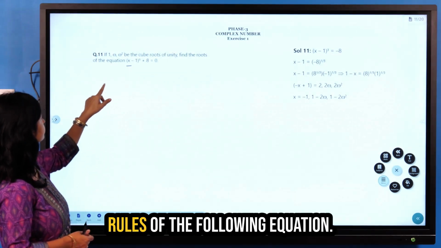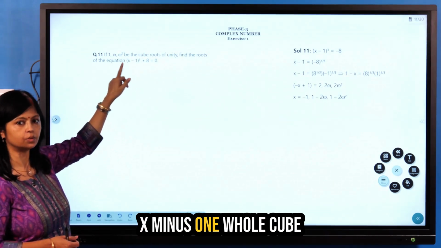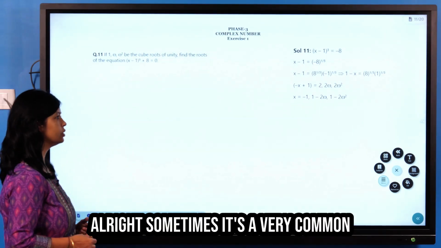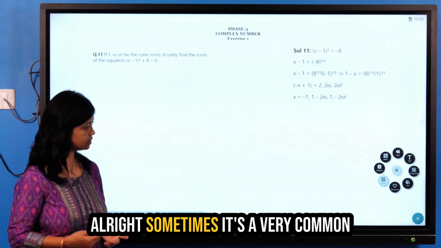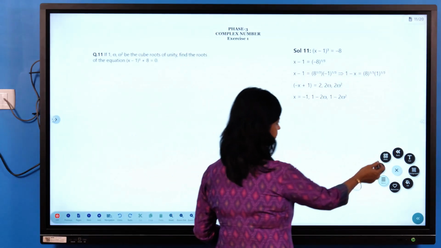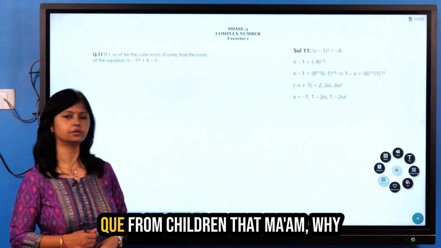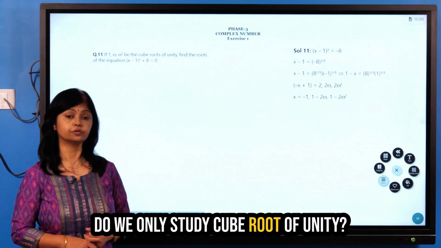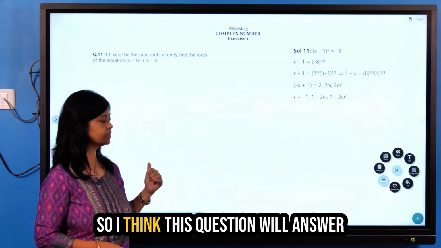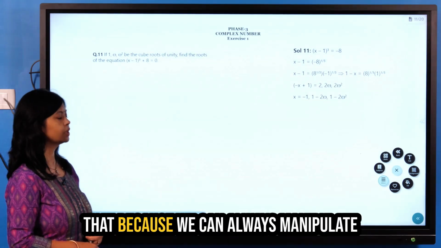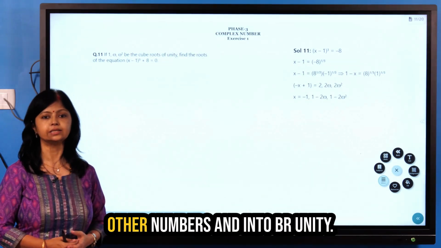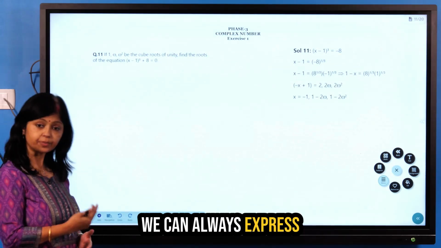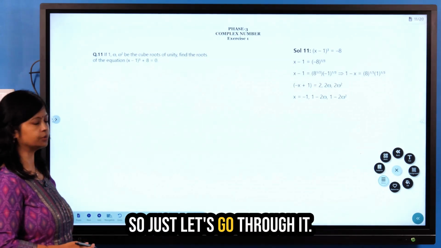And we have to find the roots of the following equation: (x minus 1) whole cube plus 8 is equal to 0. All right. Sometimes it's a very common query from children: ma'am, why do we only study cube root of unity, not any other number? So I think this question will answer that, because we can always manipulate other numbers and express them in terms of cube root of unity. So let's go through it.